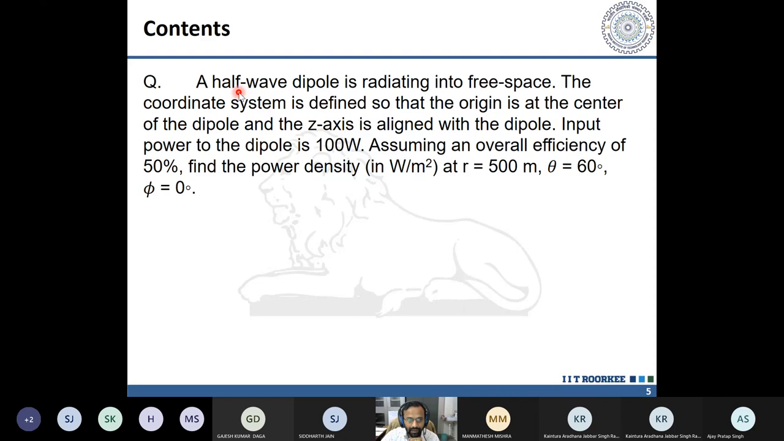So let me take the next problem. A half wavelength dipole antenna is radiating into free space.